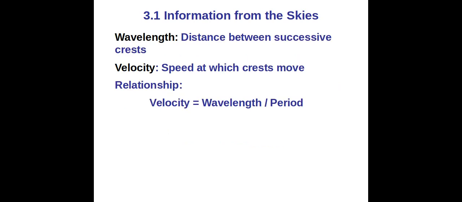Wavelength, like I said, is the distance between successive crests, and velocity or wave speed is the speed at which the crests move. And the relationship between all of this is the speed or velocity equals wavelength times the frequency, or wavelength divided by period, since they are reciprocals.